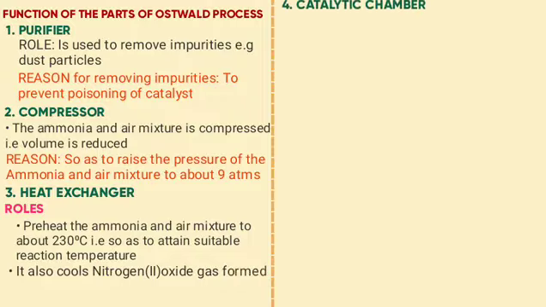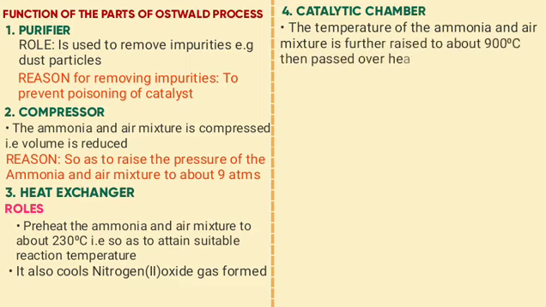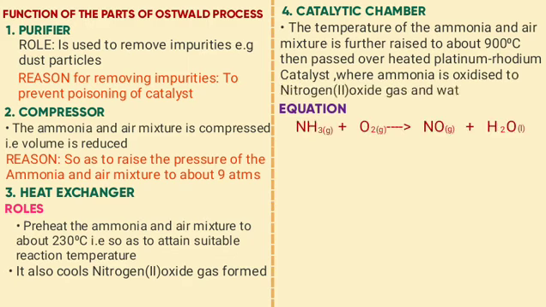Next part is the catalytic chamber. The temperature of the ammonia and air mixture is raised further to about 900 degrees Celsius, then passed over heated platinum-rhodium catalyst, where ammonia gas is oxidized to nitrogen monoxide gas and water. Equation: ammonia plus oxygen, arrow, nitrogen monoxide plus water. To balance the equation, place 4 where there is ammonia, 5 where there is oxygen, 4 where there is nitrogen monoxide and 6 where there is water.